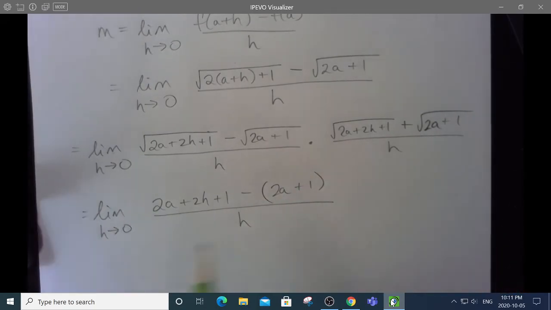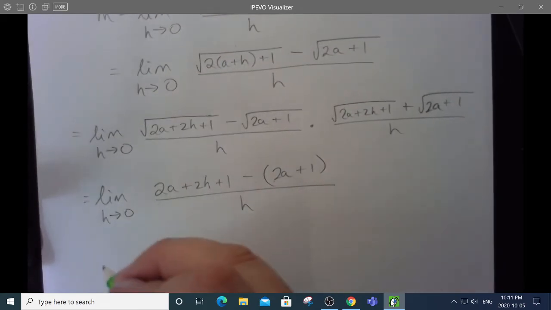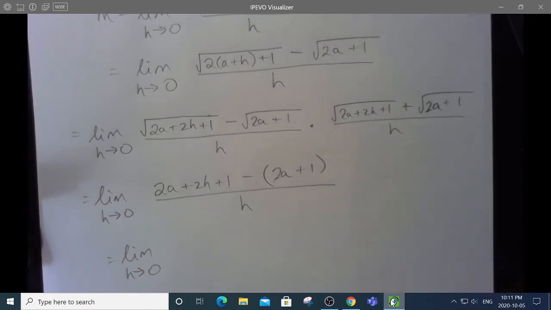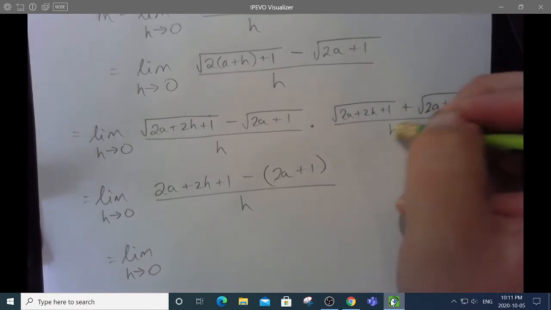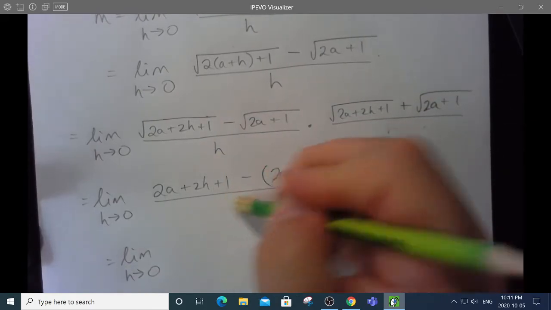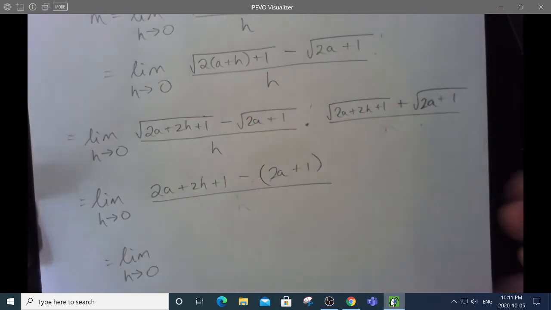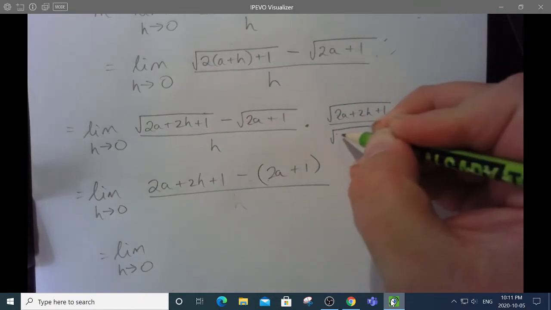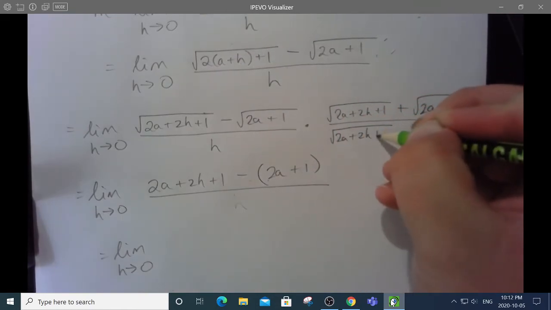That is going to turn out to be 2a minus 2a, so the a's are gone, and 1 minus 1, so those are gone. So I'm getting the limit as h approaches 0 of 2h. Oh, wait a minute, sorry. Hang on. You're probably wondering what the heck I'm thinking. I have to times top and bottom by the same thing, or else I've violated all kinds of algebra rules here.